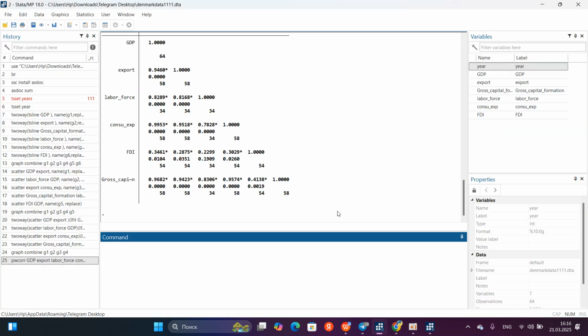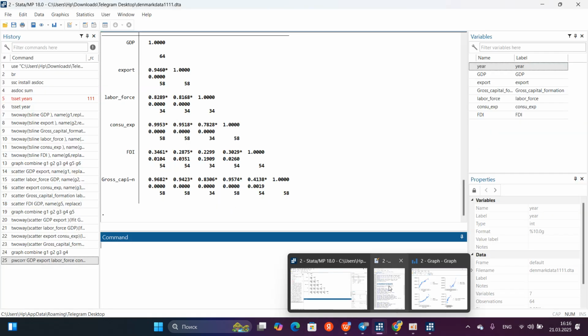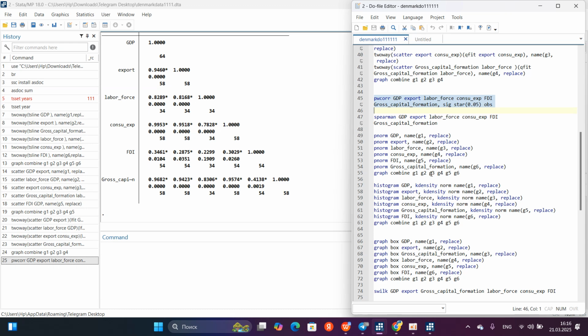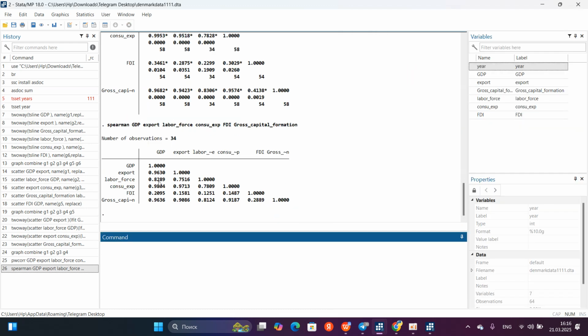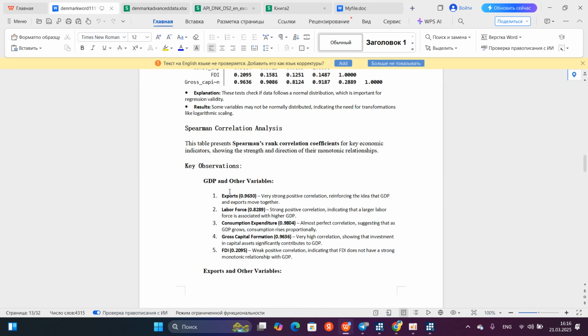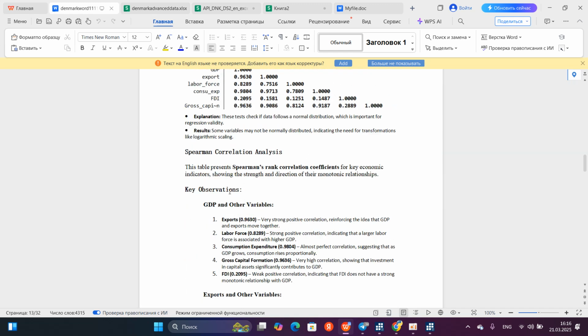Let's go back to Stata and do the next command. The next command that I want to do is Spearman. First of all, we have to see what it actually is. Spearman's order, you can see it here, and let me explain it. Spearman correlation analysis.